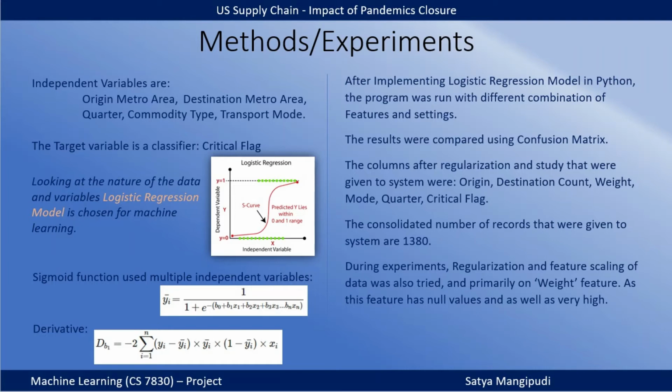In terms of the data, the records from the original dataset were grouped on origin, mode, and quarter. Destinations were counted, and weights were added up. This grouping brought the final record count to 1380 for the model to learn and test. During experiments, regularization and feature scaling were tried on weight, as this column has null, that is zero, values, and also very high exponential values compared to the rest.